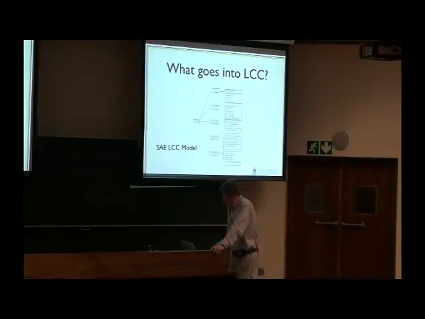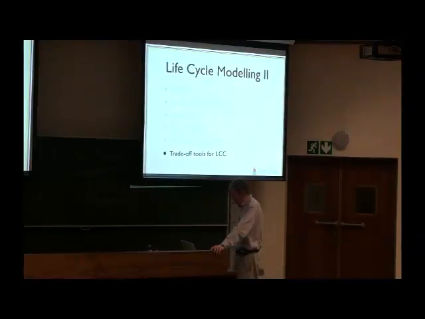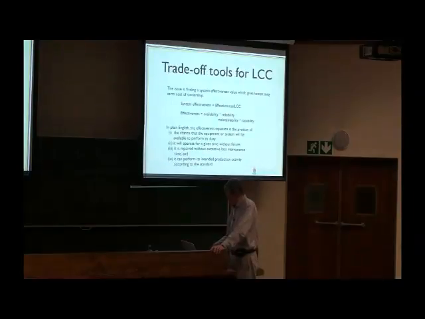Okay. Some trade-off tools for life cycle cost. We say the issue is finding a system effectiveness value which gives lowest long-term cost of ownership. System effectiveness is effectiveness divided by life cycle cost. And effectiveness is the availability times reliability times maintainability times capability.